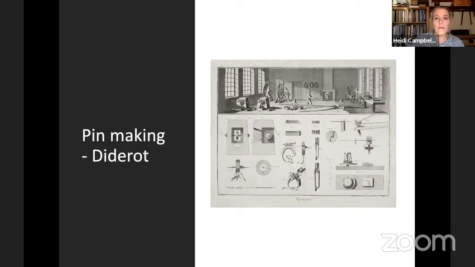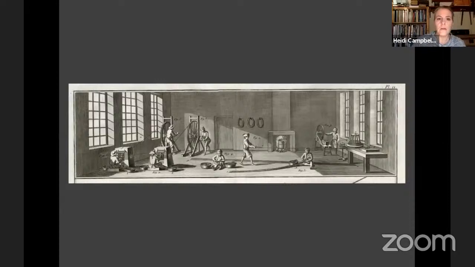Each individual pin was made by hand. Once the pin was constructed, they were put into a paper by hand to keep them organized. Here is a close-up image of the top of the engraving. One of the main things necessary to make pins is to draw wire. And that's what you're seeing here, and over here.